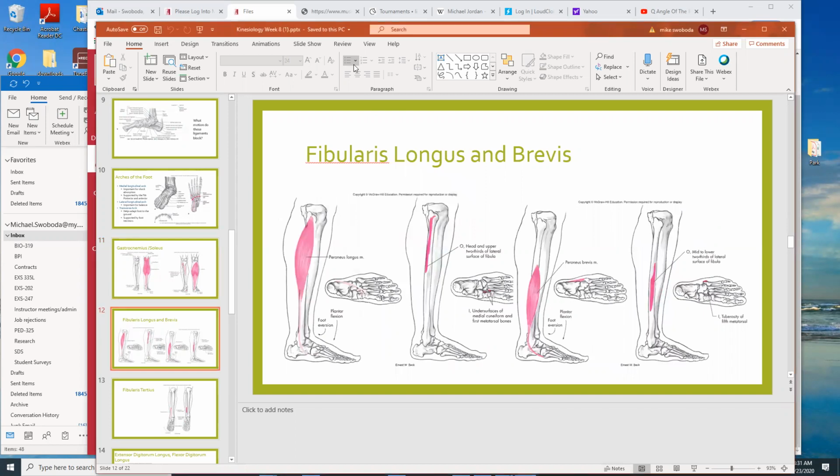Anything that says fibula, fibularis, always refers to the lateral foot and ankle, or the lateral lower leg. Peroneus, you may see this name, but it's fibularis. So these are the same things. Fibularis and peroneus, exact same things. Fibularis, fibula, lateral.